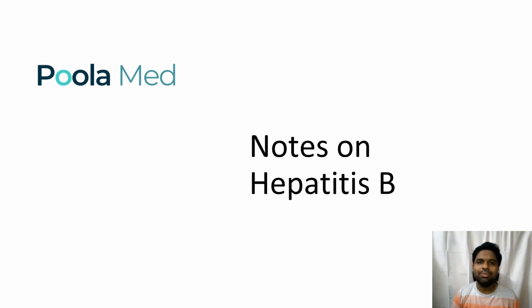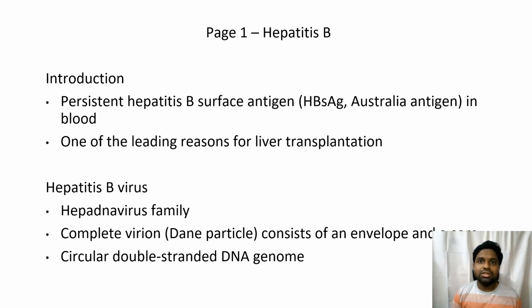Today's topic is on hepatitis B. So let's go ahead. In introduction, we are going to mention hepatitis B surface antigen, also called HBsAg, Australia antigen, which is persistently present in the blood in cases of hepatitis B infection. Hepatitis B infection is also a leading cause for liver transplantation.